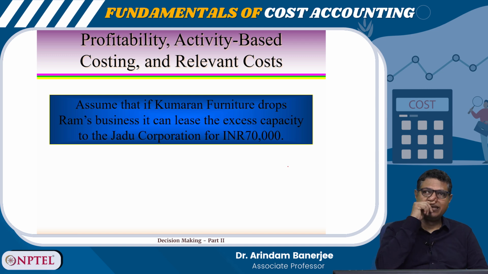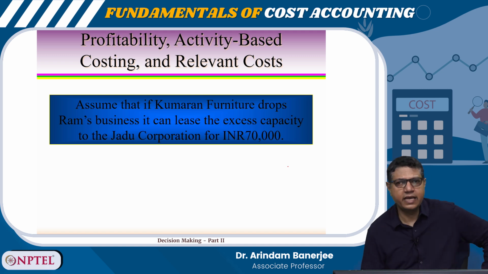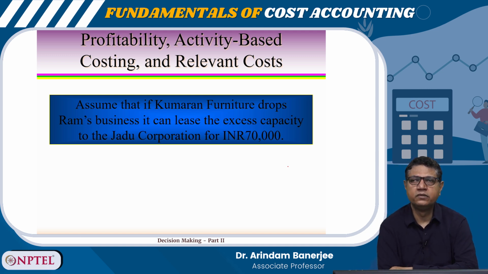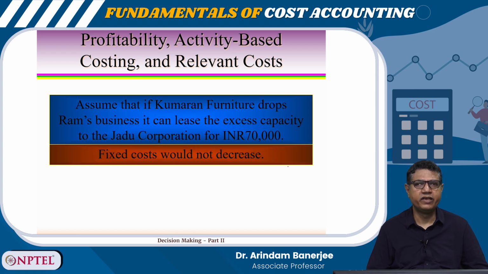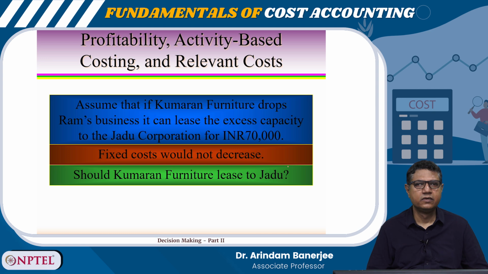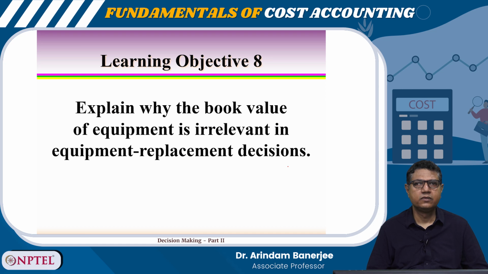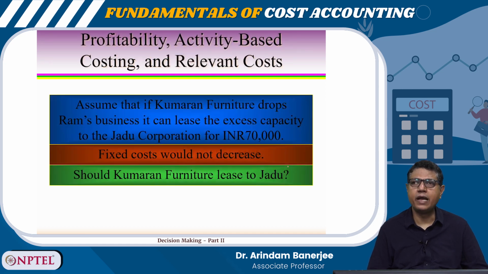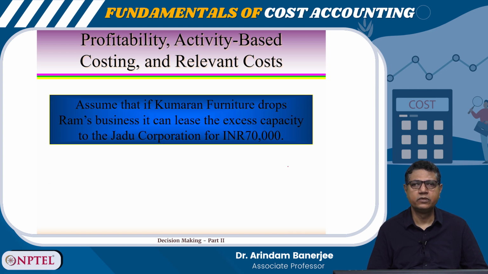Now suppose that if it drops Ram's business, it can lease the excess capacity to Jadu Corporation for 70,000. Okay, so in such a case, what will happen? Fixed cost would not decrease. Should Kumaran Furniture lease to Jadu? This is the question I need to answer, right? This depends on the excess capacity, and what incremental revenue it is going to incur.